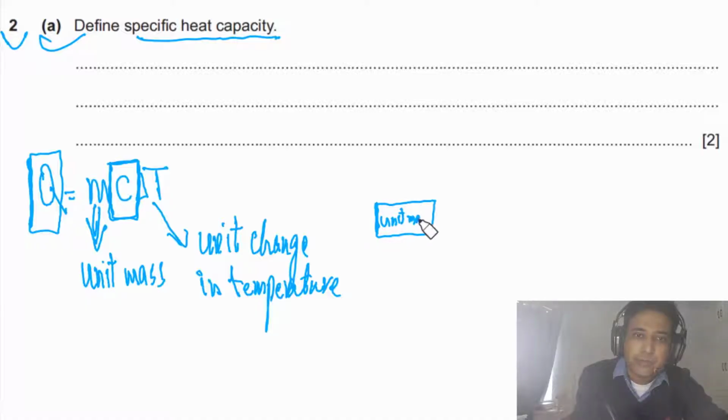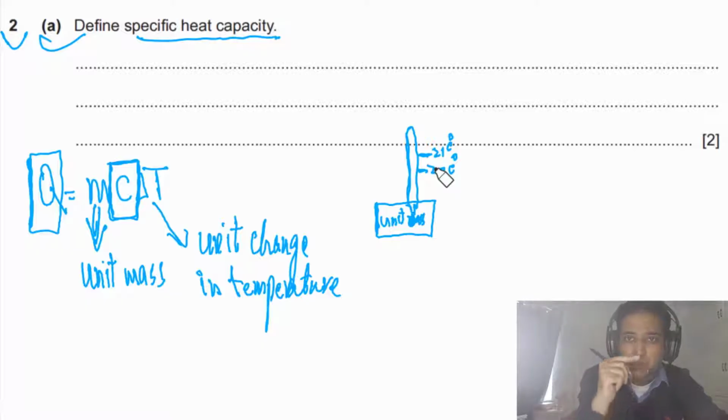We can also understand this in this way. This is unit mass and we place a thermometer inside. You can simply imagine this is the thermometer, and here we have the bulb of the thermometer. Let's say the temperature on this thermometer is 20 degrees Celsius. If we change this temperature from 20 to 21 degrees Celsius, how much thermal energy do we have to supply? That thermal energy is the specific heat capacity.